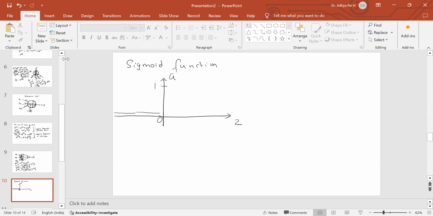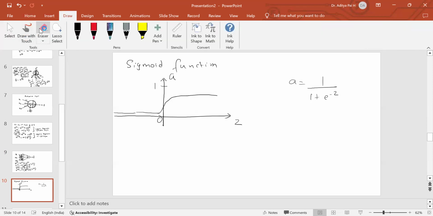Okay, so here a is equal to 1 by 1 plus e power minus x. If my z value is negative, that is, if my output is negative, and I'm applying the sigmoid function to the output value, then it will be tending towards 0. The moment my z value is positive, then my a will be tending towards 1.